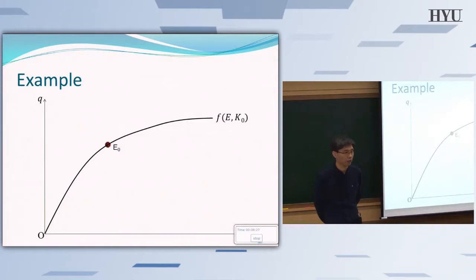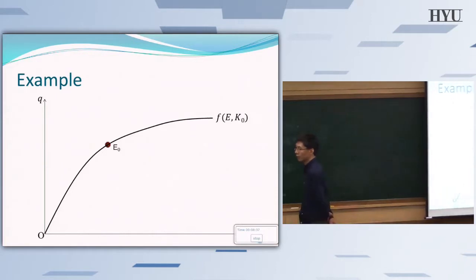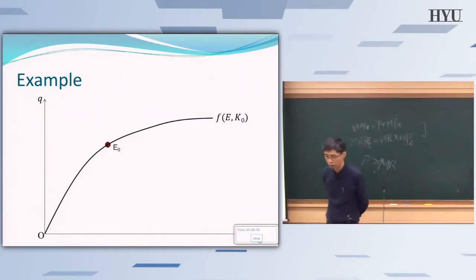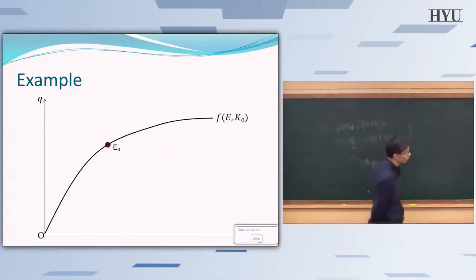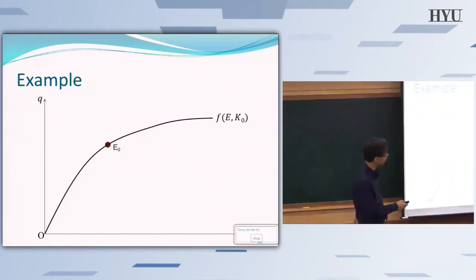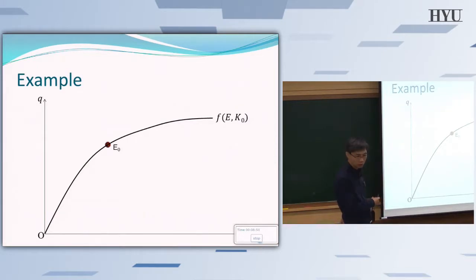For example, you can change the number of hours. You can ask your workers to work longer hours, or you can cut down the hours if you don't have to produce much. Or you can change the number of workers. That can be done very quickly. But changing the capital input takes much more time. So we assume in the short run, K is fixed. Let's say K is K0.